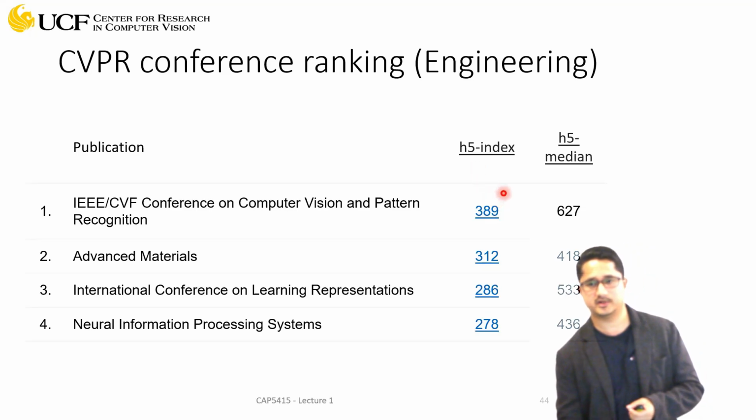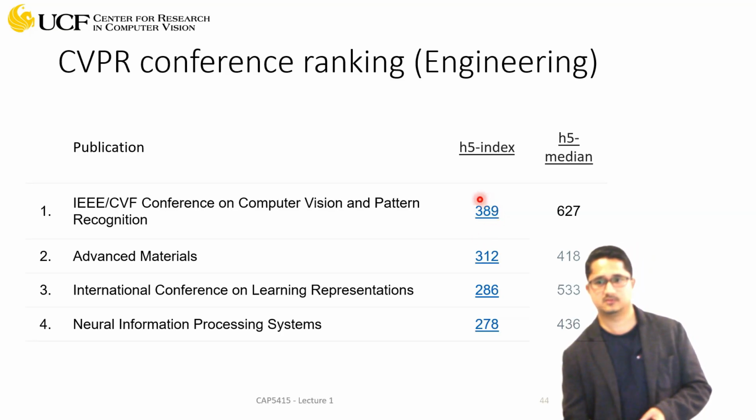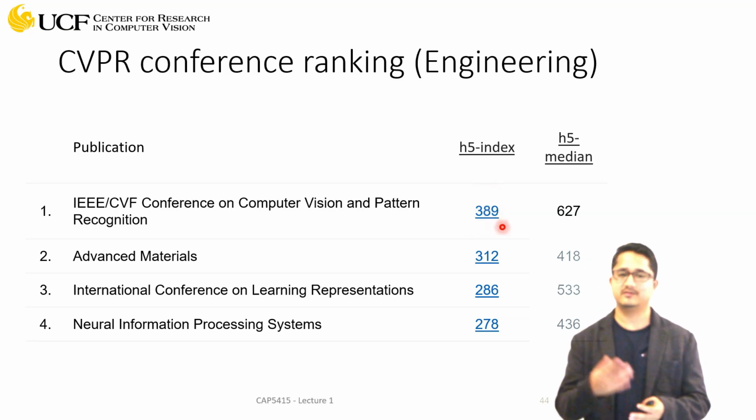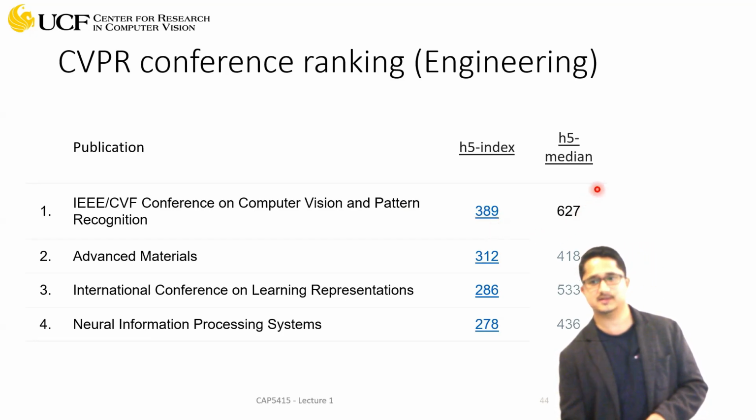And each paper is counted as one citation. So it means that there are roughly 400 papers in this conference in the past 5 years which have 400 citations or more. All right, so this signifies how the field is rapidly growing in this area. And this is H5 median.